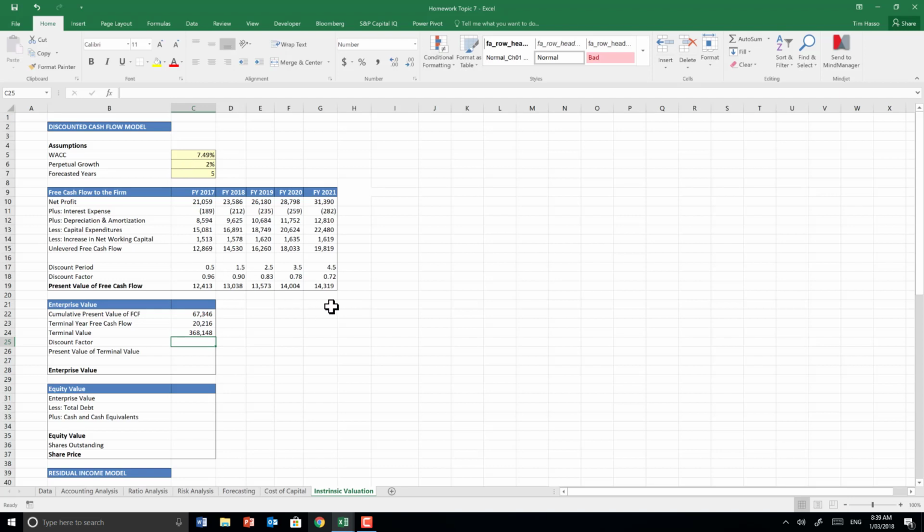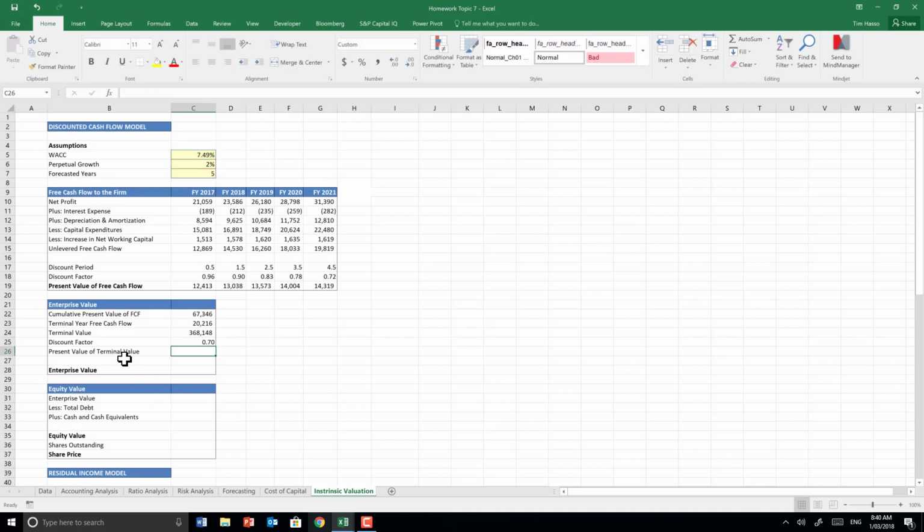However, this perpetuity is effectively now valued in 2021 dollars, so we need to bring it back to the present period. So what we need to do then is to estimate what the discount factor is, and the way that we do it is, again, similar to how we estimated the discount factors previously. We take an equal sign, say 1, and then you want to divide it by, open up a bracket, 1 plus the WACC, close the bracket, and take it to the power of, in this case, we're going to use the forecasted years assumption that we have up here. Press enter, and it should be 0.7.